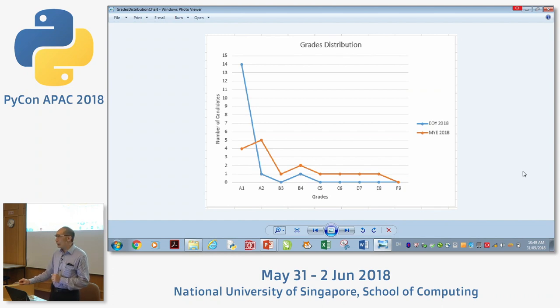The orange line is a bit disturbing. You can see now that the skew has shifted. And this is a result of the mid-year exams this year. Same group of students, 16 of them. Okay? So in your mind, what has changed?